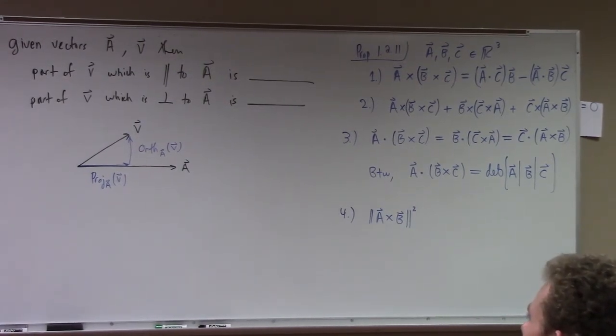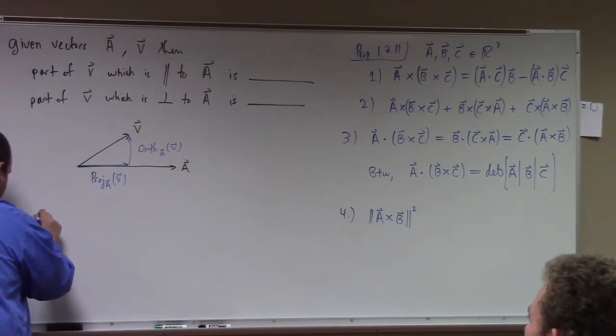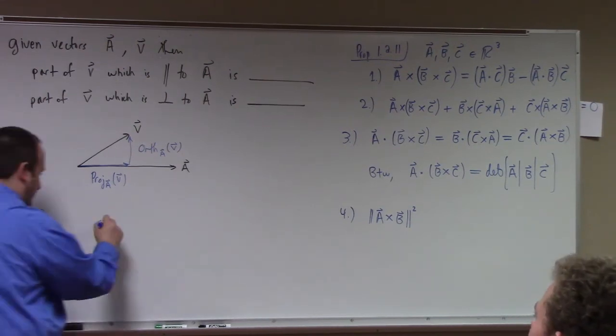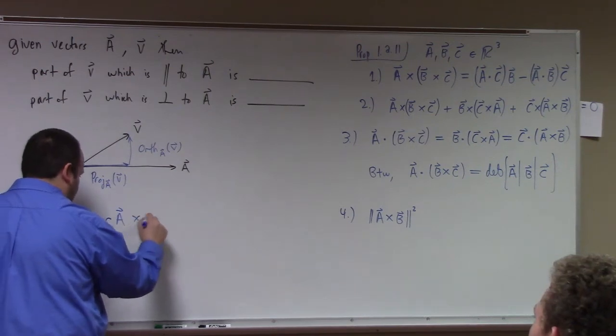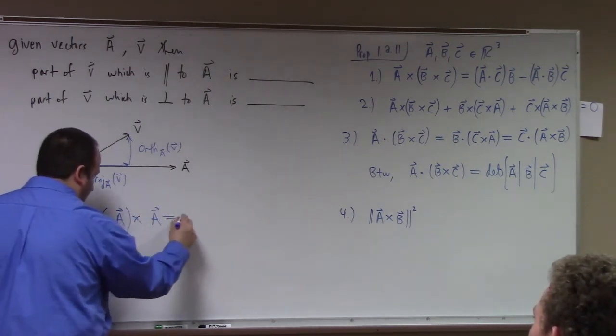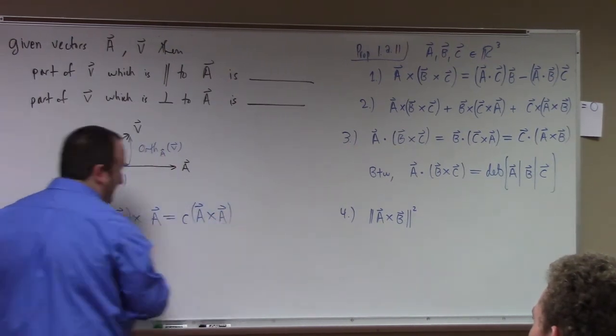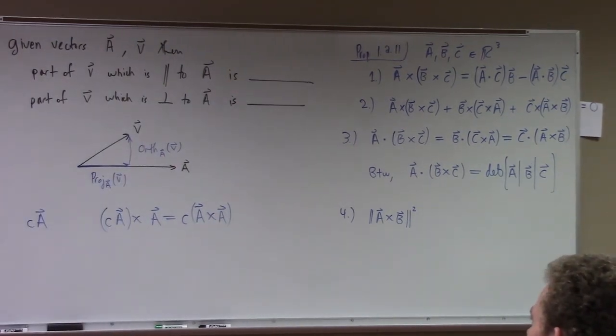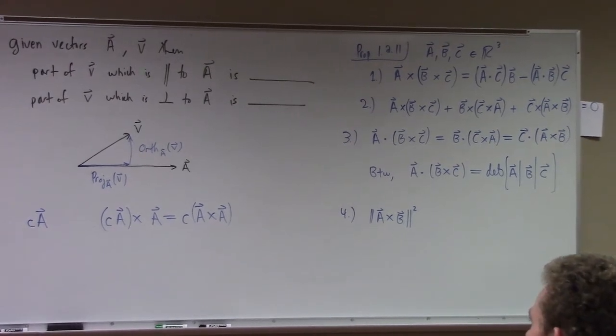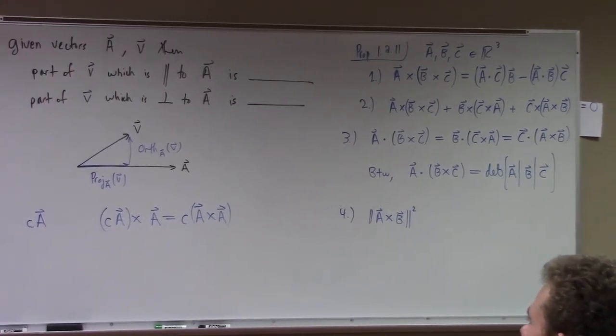Here, what's a scalar multiple of a vector? C times A is a scalar multiple. What happens when we take CA crossed with A? We get C times A cross A. What's A cross A? 0. So what happens if any two of those vectors, A, B, and C, are along the same line? The triple product is 0, right? What if no two of them are along the same line? Well, it actually follows then that the triple product is non-zero.